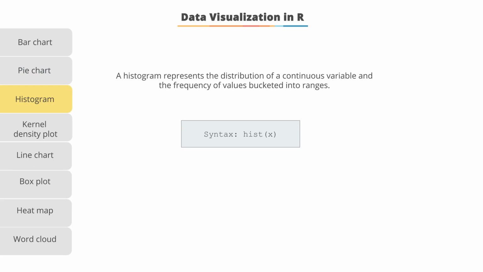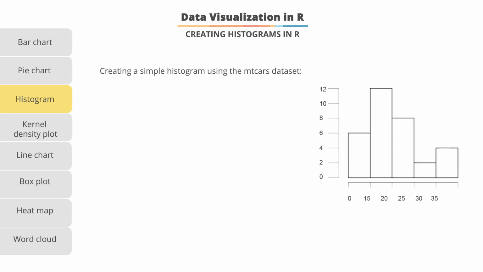Our third visualization are histograms. So histograms are used for distributing a continuous variable and the frequency of values, generally by binning or bucketing those values into ranges. So the difference between a bar chart and a histogram is a histogram will have all of the bars touching visually. Now let's say we wanted to create a simple histogram using the mtcars dataset.